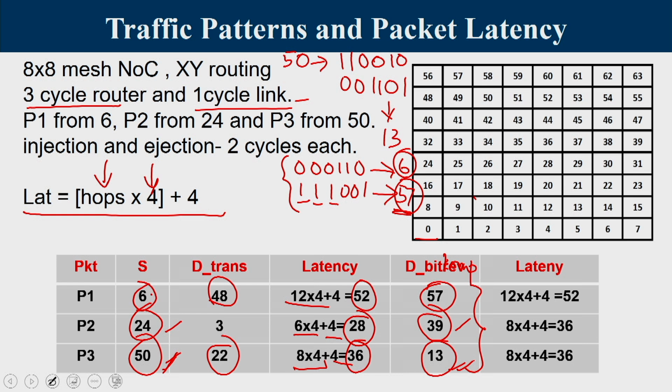Now, from 6 to 57 there are 12 hops. You can see 6 all the way to 57, and as per XY routing it goes like this: 1, 2, 3, 4, 5, 6, 7, 8, 9, 10, 11, 12. So, 12 hops, 12 times 4 plus 4 for injection and ejection, that gives you 52 cycles.